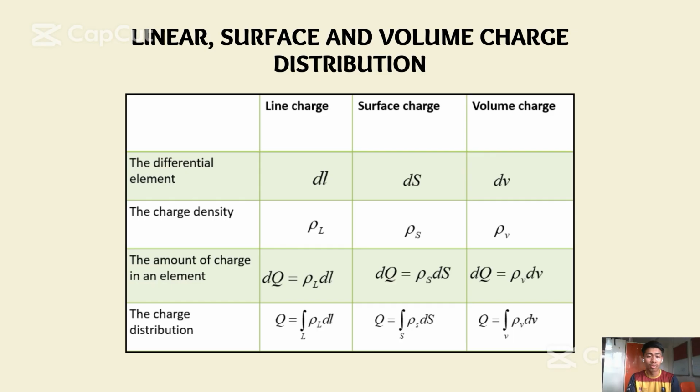So this is the formula that we will use for the differential element: line dL, surface dS, volume dV. The charge densities are rho L, rho S, rho V. The amount of charge in an element: dq equals rho L dL, dq equals rho S dS, dq equals rho V dV. The last one is the charge distribution. For line charge, Q equals the integral over L of rho L dL; Q equals the integral over S of rho S dS; Q equals the integral over V of rho V dV.